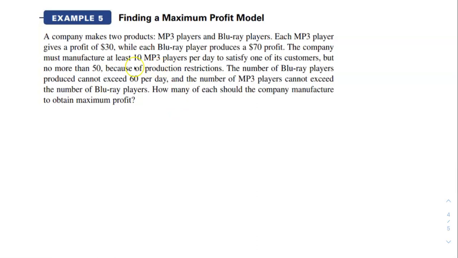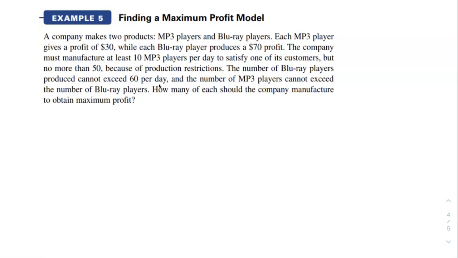Example here first. A company makes 2 products, MP3 players and Blu-ray players. This is an old problem. Each MP3 player gives a profit of $30, while each Blu-ray player produces a profit of $70. The company must manufacture at least 10 MP3 players to satisfy one of its customers, but no more than 50 because of the production restrictions. The number of Blu-ray players cannot exceed 60 per day, and the number of MP3 players cannot exceed the number of Blu-ray players. How many of each should the company manufacture to attain max profit? So a lot of stuff they're throwing out for us.